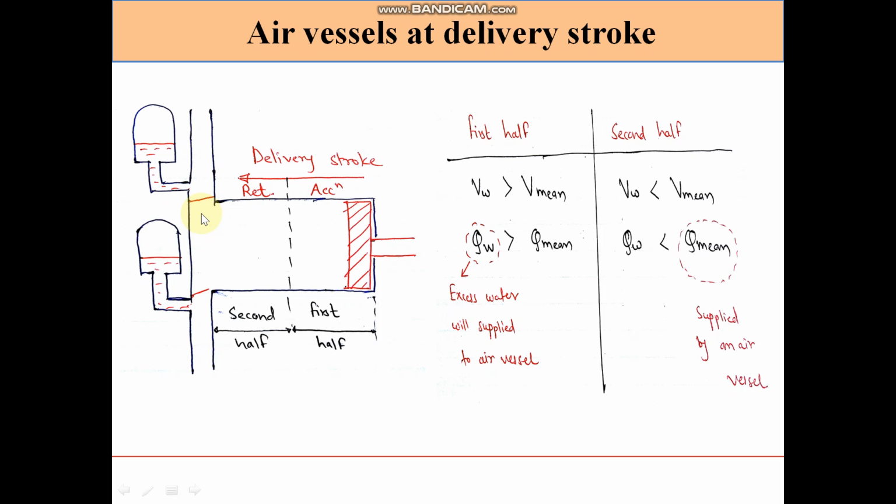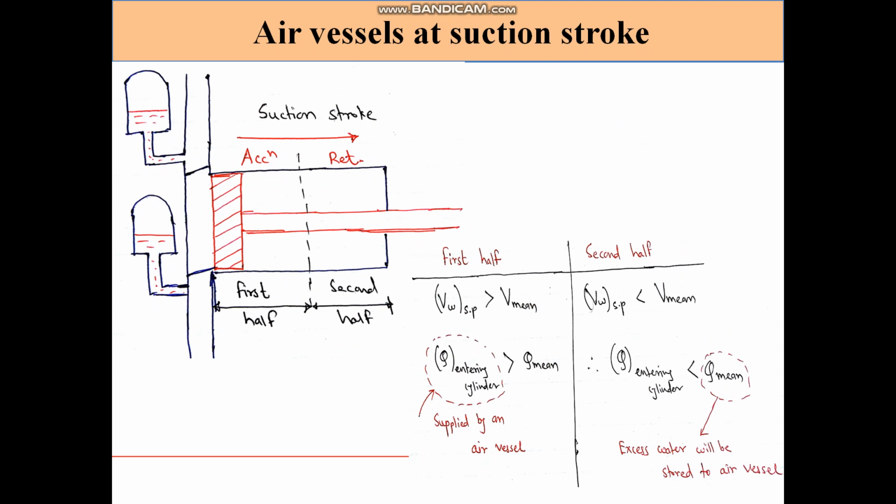Now let's see how we are going to get benefit in the suction stroke by the air vessel. During suction stroke, at the beginning, piston is towards inner dead center. In the first half, piston accelerates. In the second half, it retards. Means initially in the first half, water accelerates.